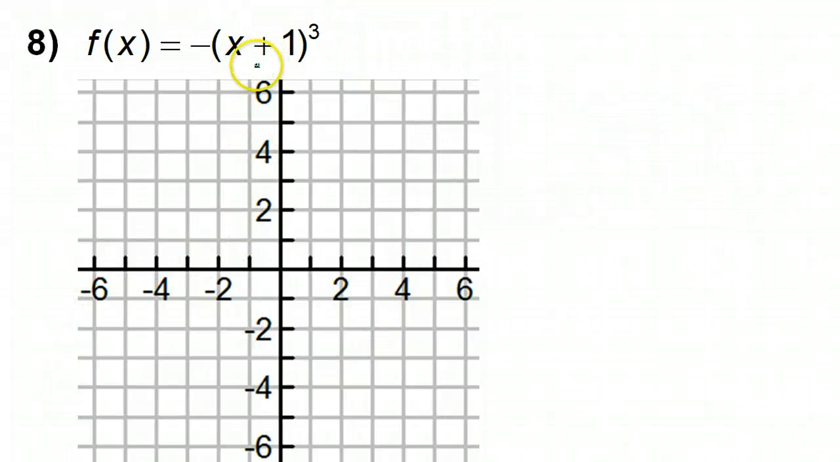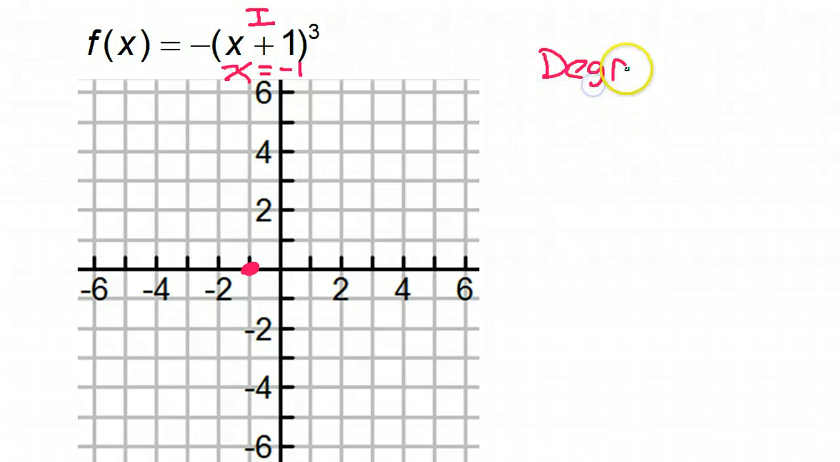Number 8 only has 1 zero. It has an x-intercept at x equals -1. So right here is my only zero. And that zero will be an inflection because it is a triple. Now, obviously, the degree is 3. The only factor we have has a third power. So the degree is 3.